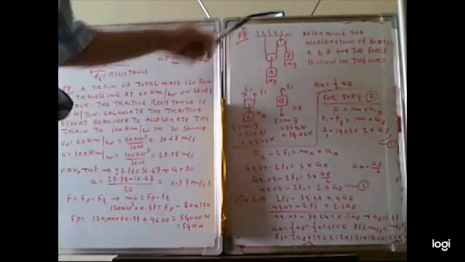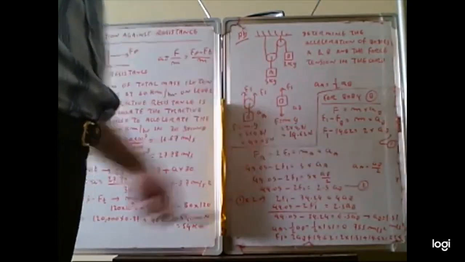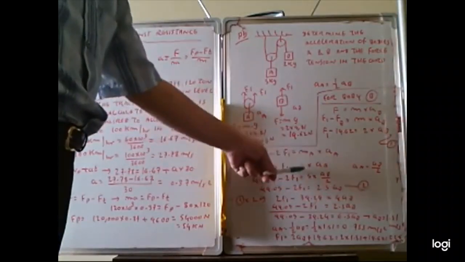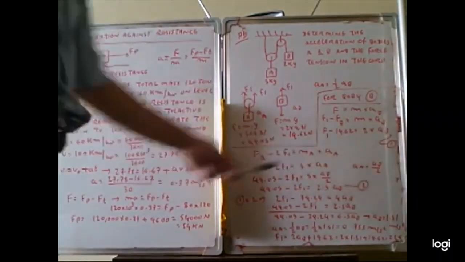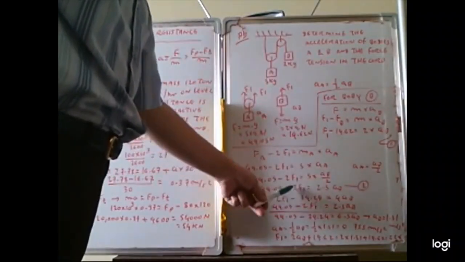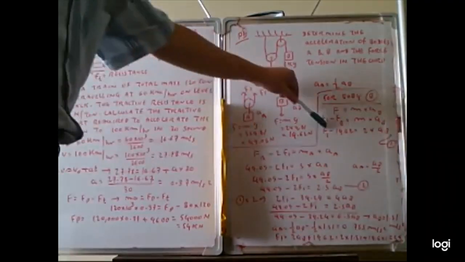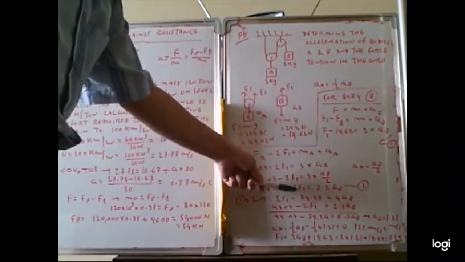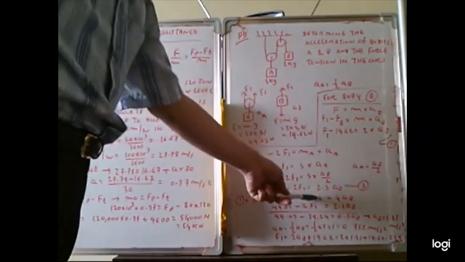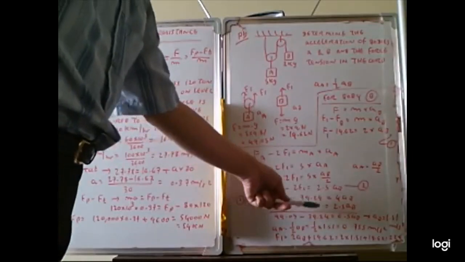And for this A, the formula is FA minus 2F1 is equal to MA into AA. So FA is 49.05 minus 2F1 equals 5AA here. AA is AB by 2, so we substitute. So 49.05 minus 2F1 is equal to 2.5AB. Here we have F1, here is 2F1, so equation 1 multiplied with 2: 2F1 minus 39.24 is 4AB. And 49.05 minus 2F1 is 2.5AB.